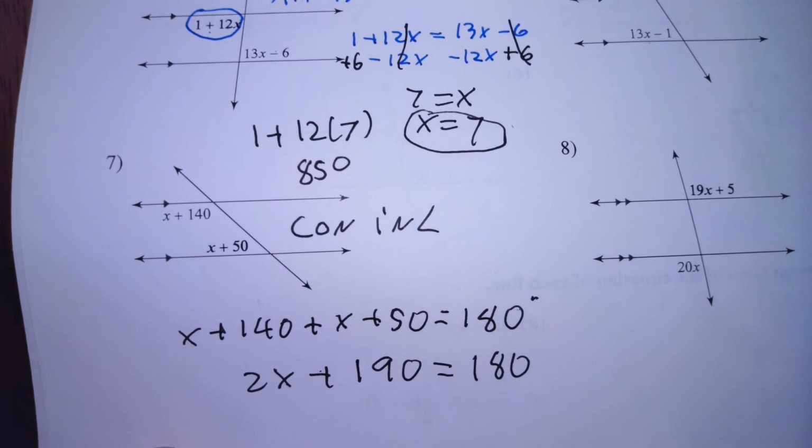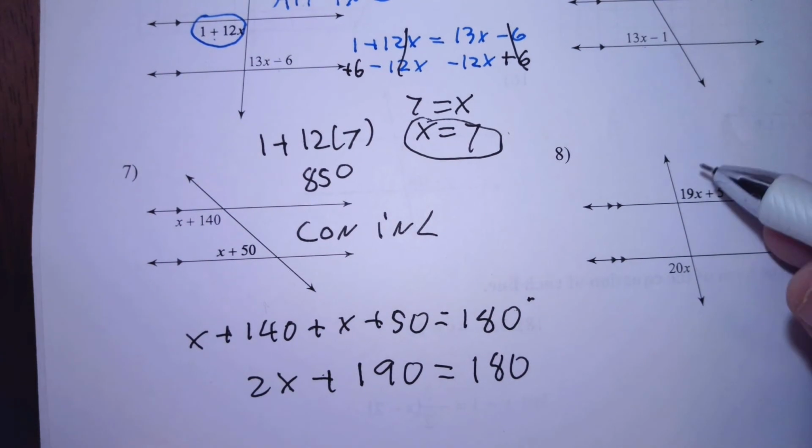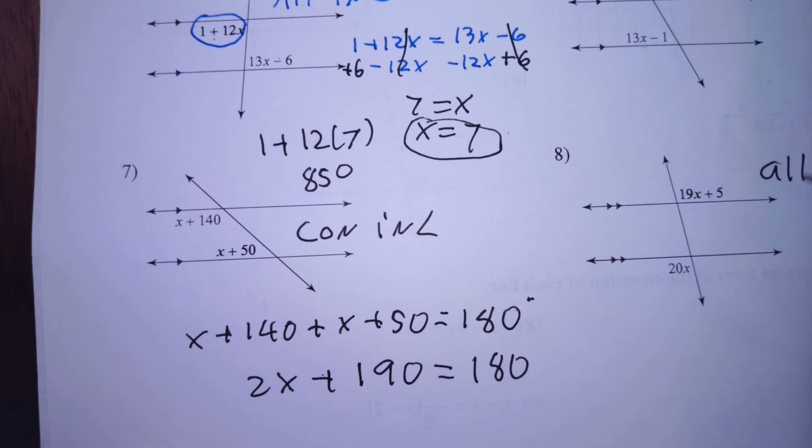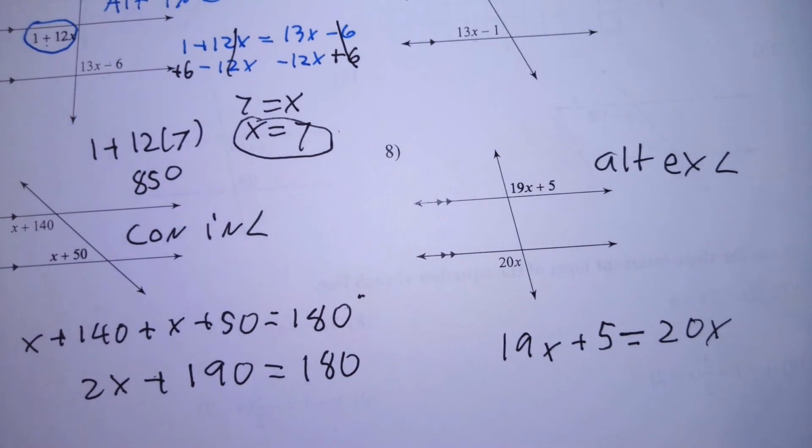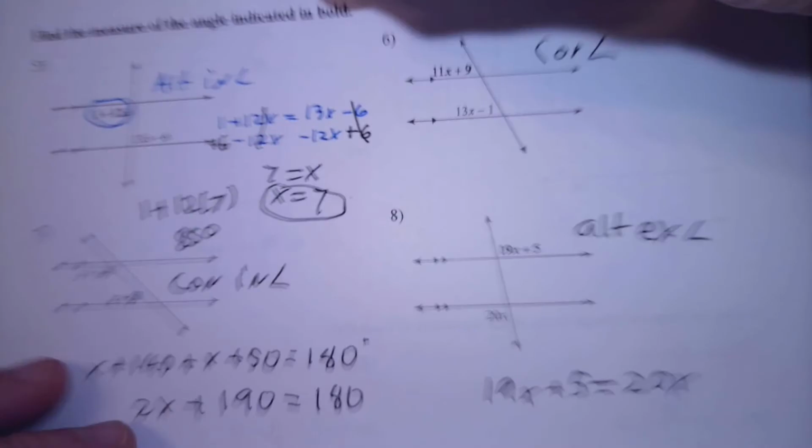Okay. This one over here, number 8, this is going to be alternate exterior angles. And alternate exterior angles are congruent. So this is the setup. Let me get this where you can see. All right. So that's that. We got a lot of practice of that. Let's go ahead and go to the next page here.